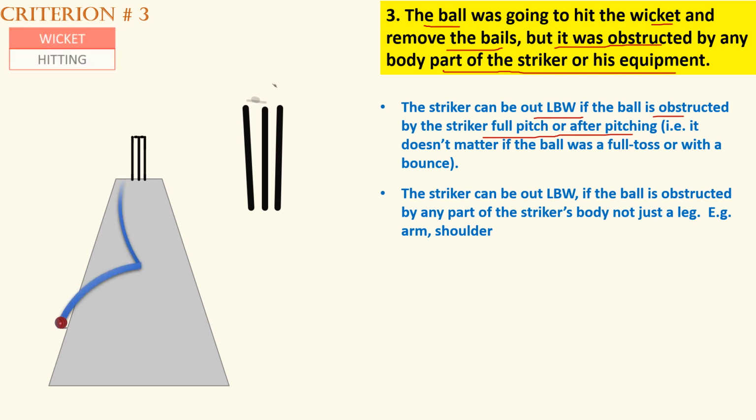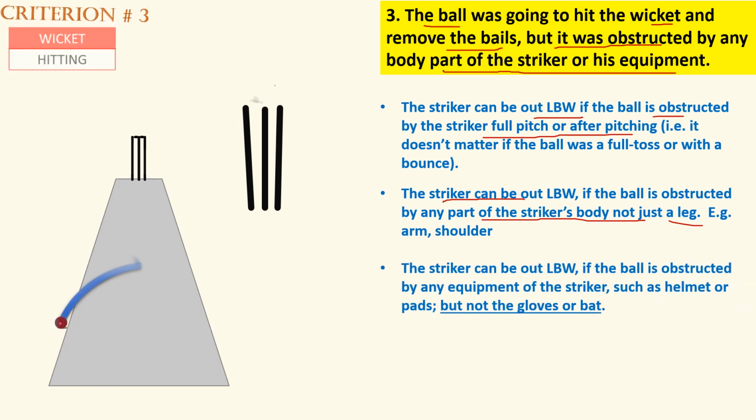Another scenario: the striker can be called out LBW if the ball is obstructed by any part of the striker's body, not just the leg. Although in LBW, L stands for leg, it can be any body part. It could be the arm or shoulder of the batsman. Similarly, the striker can be out LBW if the ball is obstructed by any equipment of the striker, such as helmet or pads, but it cannot be the glove or the bat. So any equipment other than the gloves and the bat can make a batsman go out as LBW.